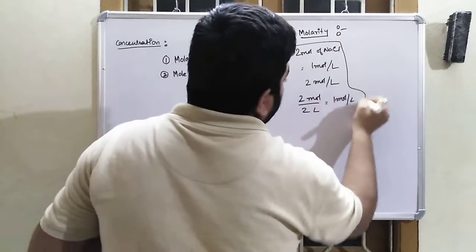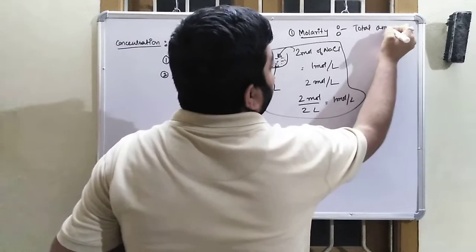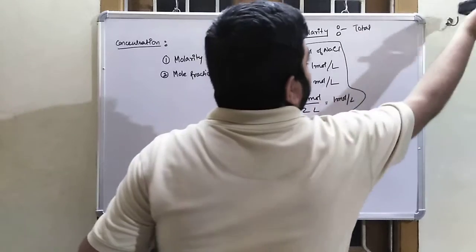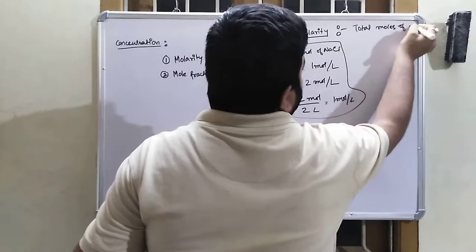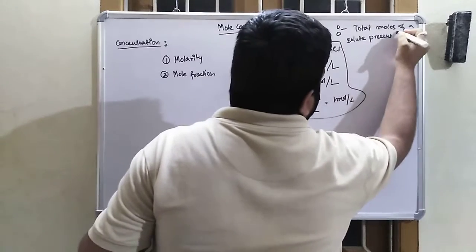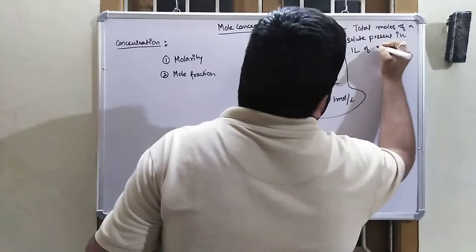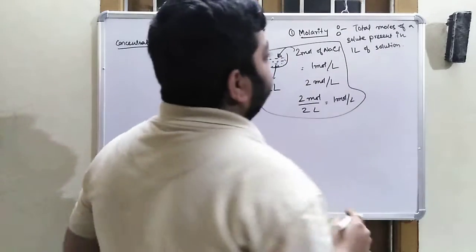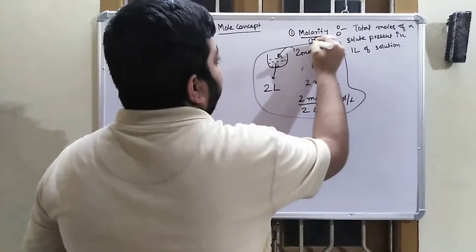So, by definition, molarity is the total moles of a solute present in 1 liter of solution. Total moles of a solute present in 1 liter of a solution is known as molarity and it is denoted by M.